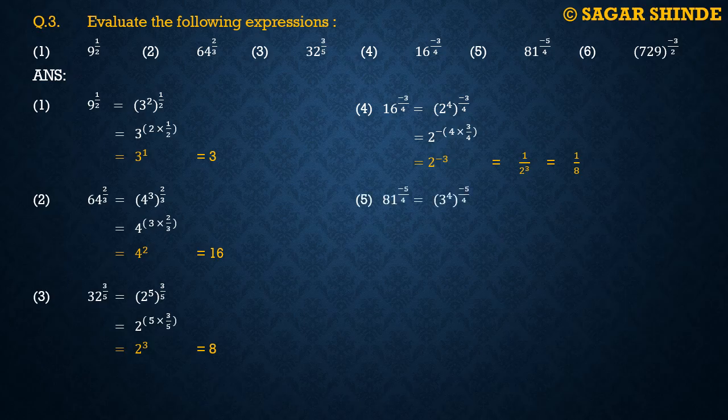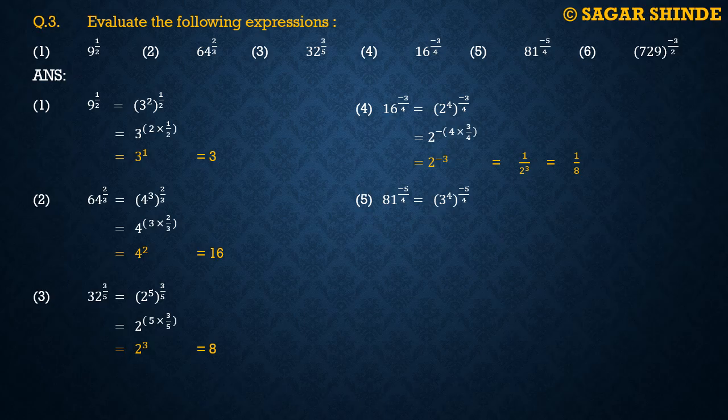Now let us start with the fifth question. Our fifth question is 81 raised to minus 5 by 4. So again we are going to do it in the same way. We will focus on the power. Power is a rational number. We will focus only on the denominator, which is 4.